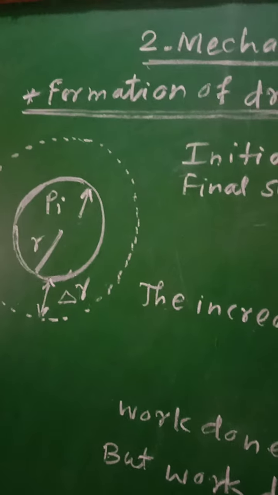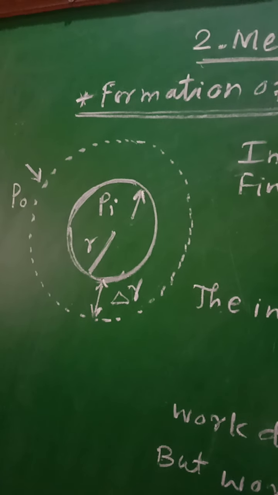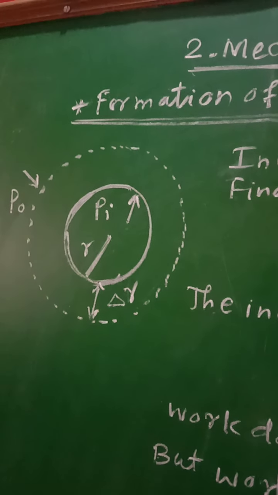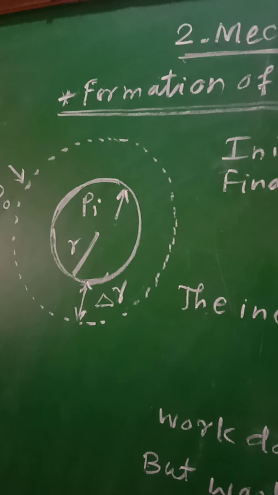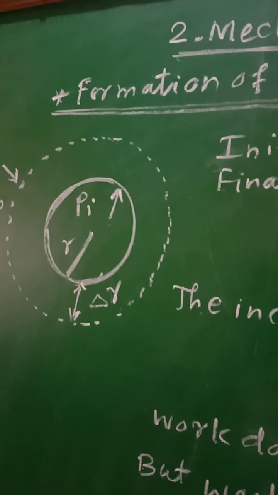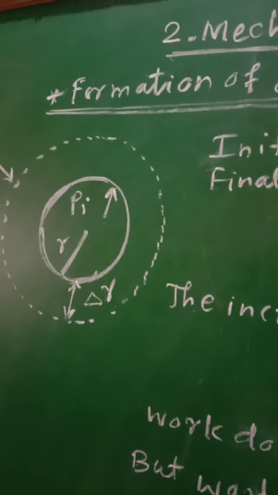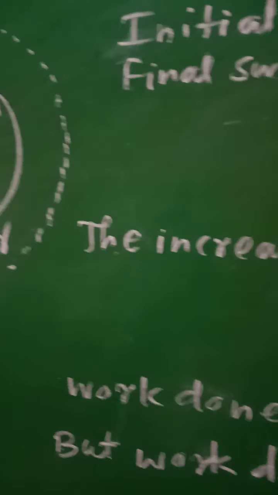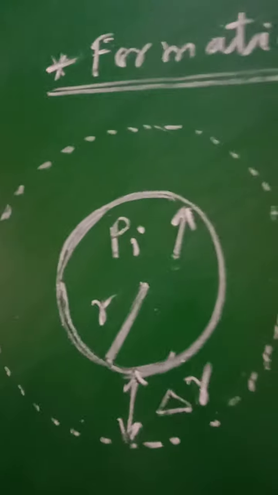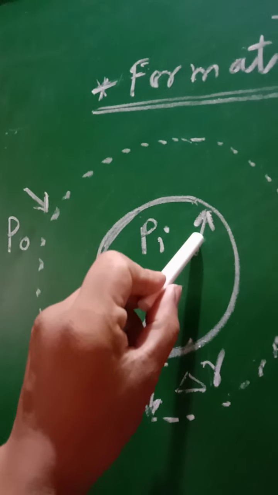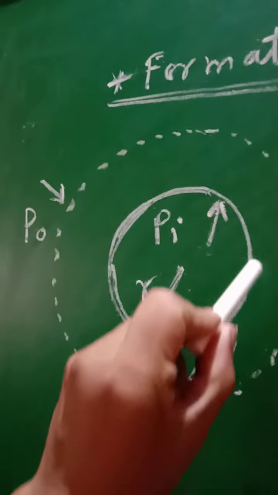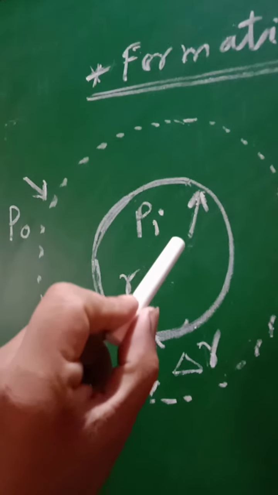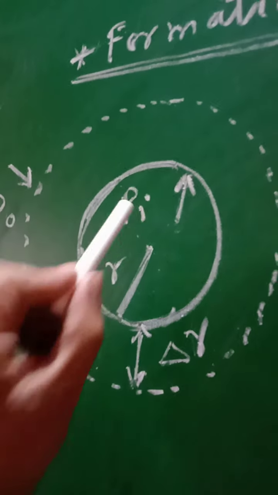Now, the pressure on the concave side of the liquid surface, that is Pi in this diagram, is greater than on the convex side, that is Po of the liquid surface. In this diagram, Pi is the pressure inside this drop. So initially this will be the spherical shape of the drop, and at that time the inside pressure is Pi.